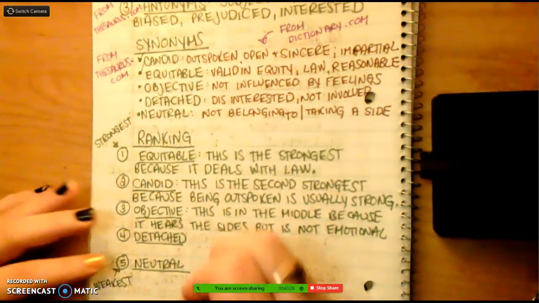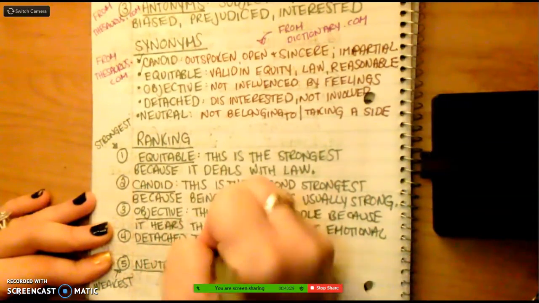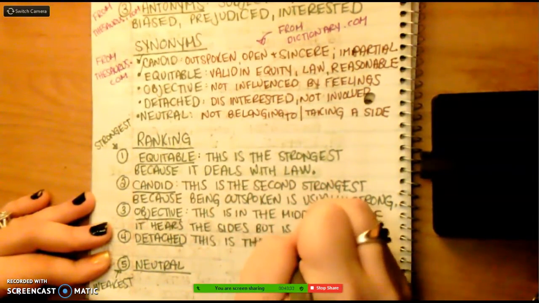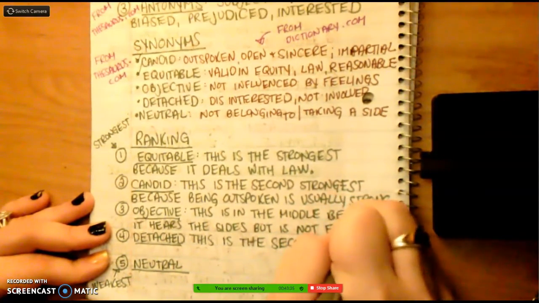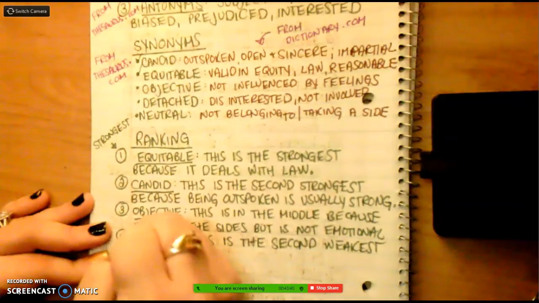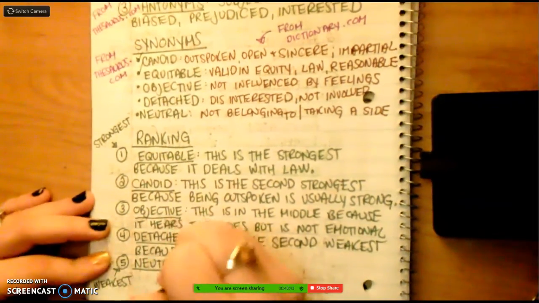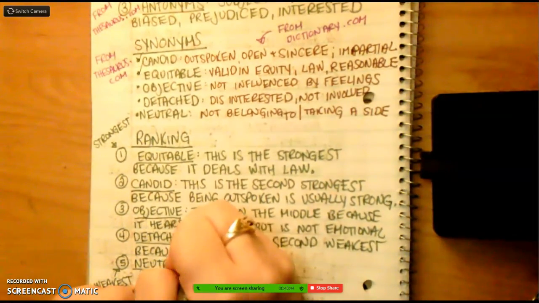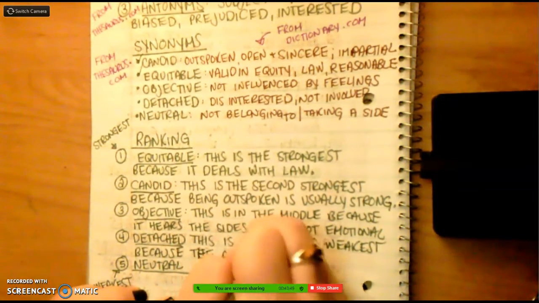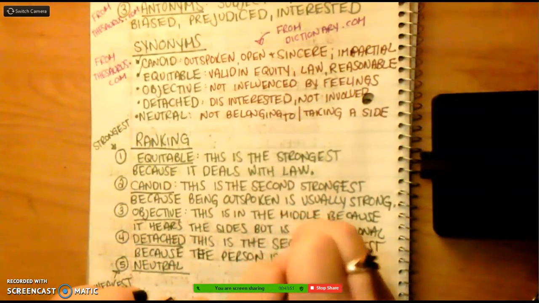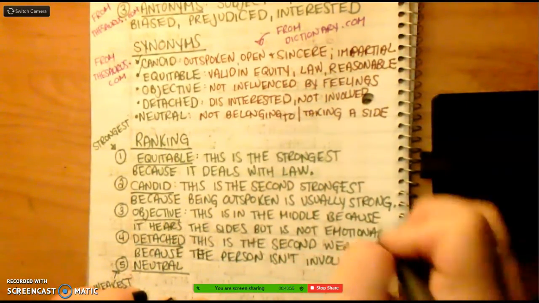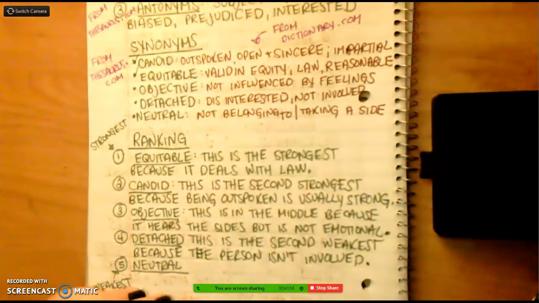Detached, that means you're not involved at all. This is the second weakest because the person isn't involved. And then make sure I have my periods here so I know that I have a complete sentence.